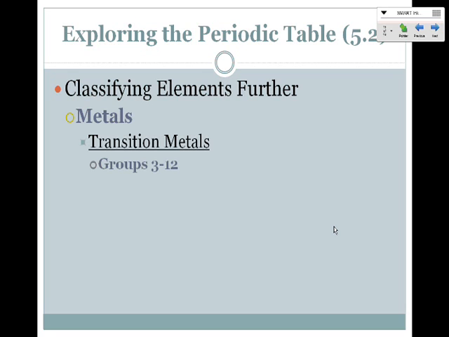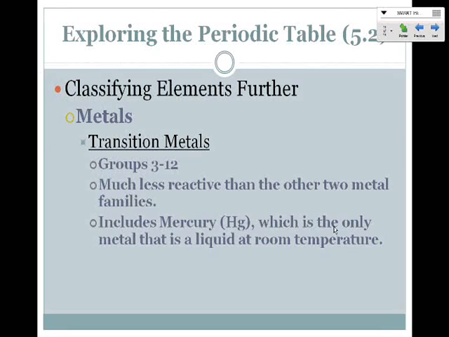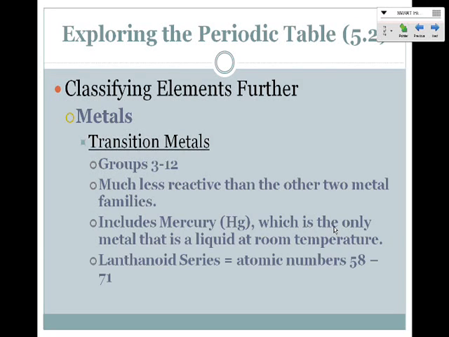Transition metals, those are groups 3 through 12. They are much less reactive than alkali metals and alkaline earth metals. They include mercury, which is the only metal that is liquid at room temperature. So this is the only metal that actually is liquid at room temperature. Every other metal is going to be a solid at room temperature.